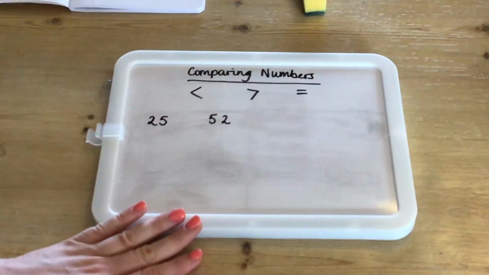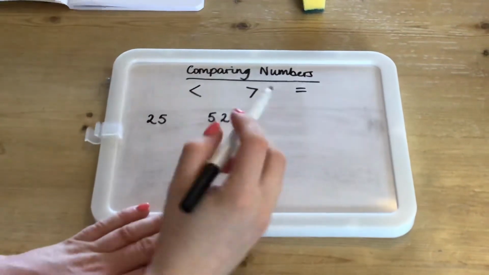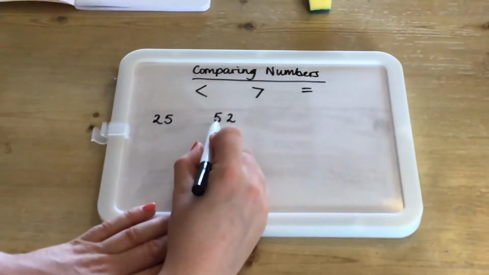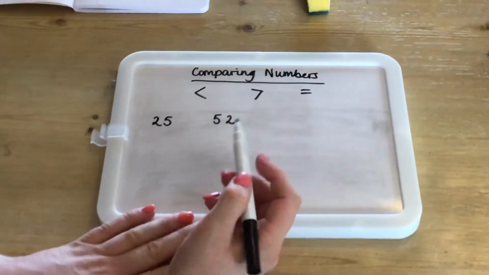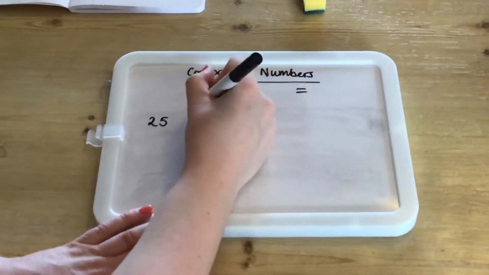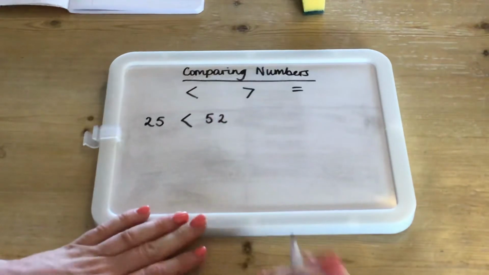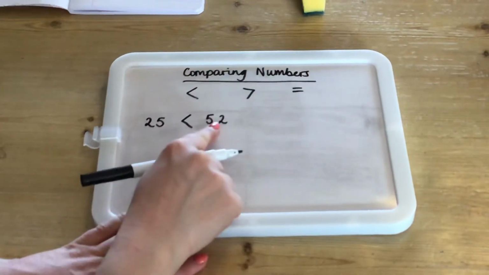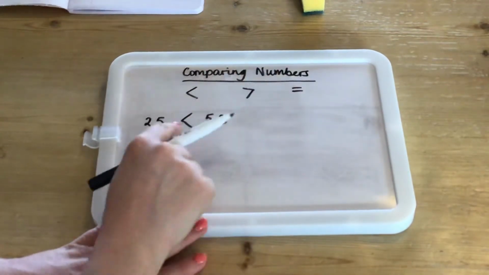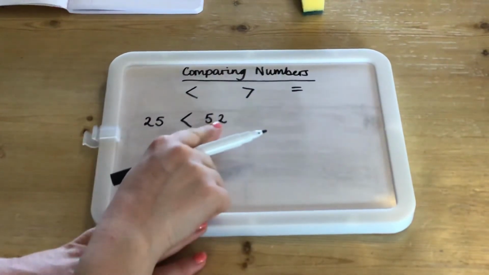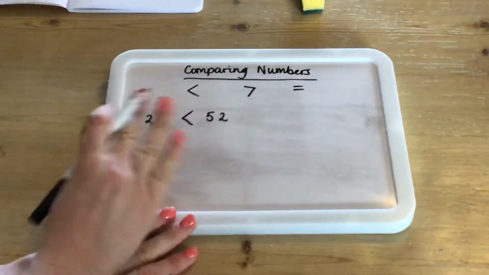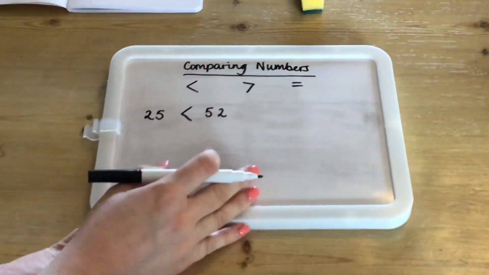Having a look and seeing which number is greater, we know that that's 52 because there is a 5 in the tens column and there's a 2 in the tens column here, so we know that this must be the bigger number. So we use this symbol to show that 25 is less than 52. Looking at your Charlie Croc, you notice that the open mouth is facing the bigger number, and that's a really good way of remembering which way your symbols should be facing.